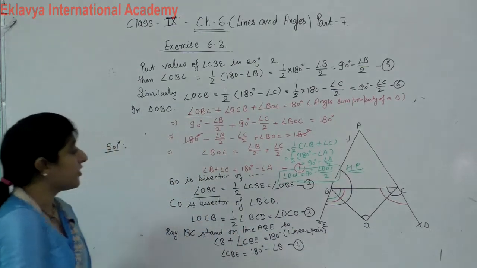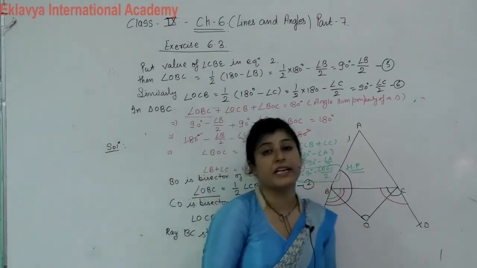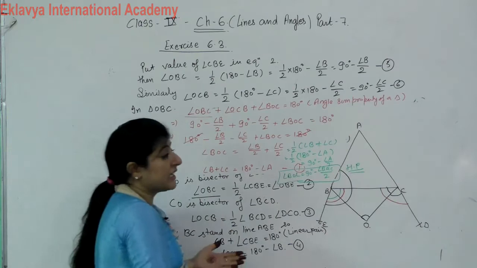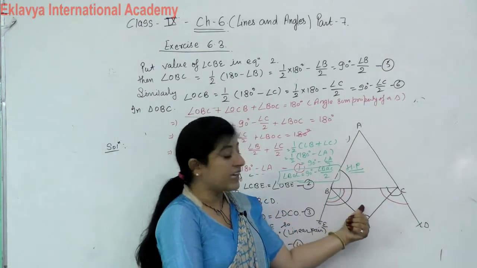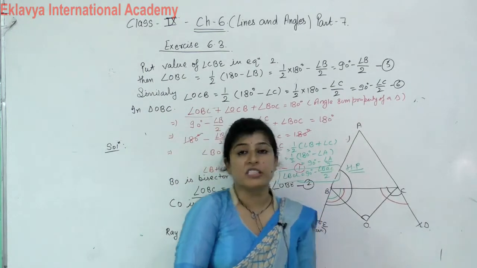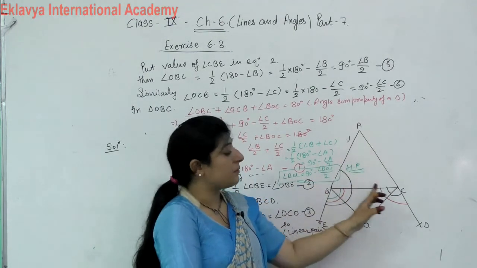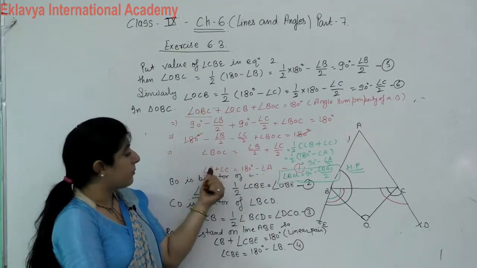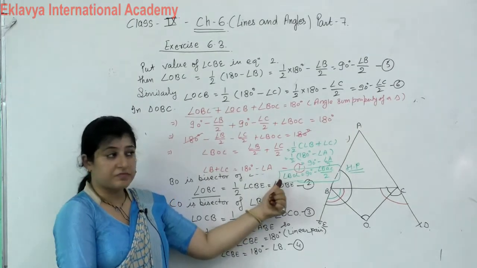See here, what you have to prove in this question is that angle BOC is equal to 90 degree minus angle BAC upon 2. How to start it? In triangle ABC, we need the value of angles B and C. Firstly apply the angle sum property, that is angle A plus angle B plus angle C is equal to 180 degree, and then we can write B plus C is equal to 180 minus angle A.